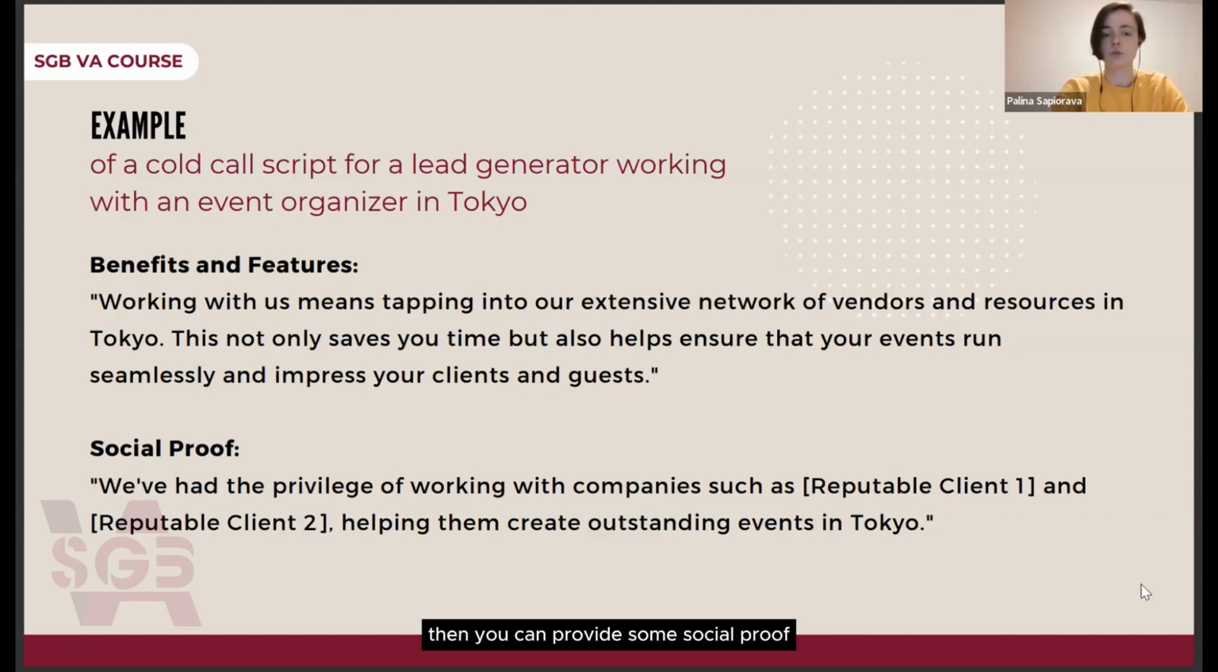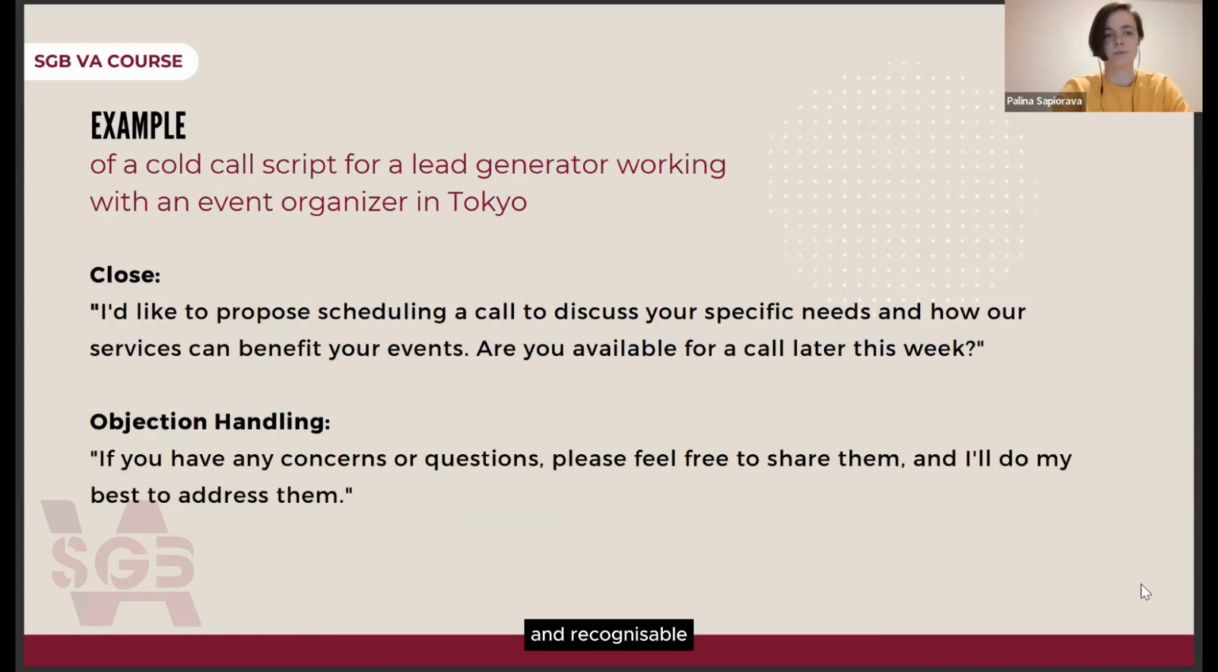Then you can provide some social proof. So for example, we've had the privilege of working with some other companies. It's always better when these companies are well known and recognizable. Then you close the call by proposing to schedule a call to discuss some specific needs and how your services can benefit the events. For example, are you available for a call later this week? Or can I send you additional information? Would you like to receive additional information?